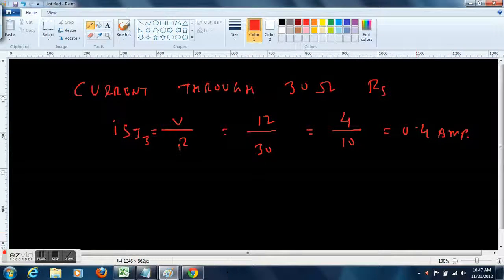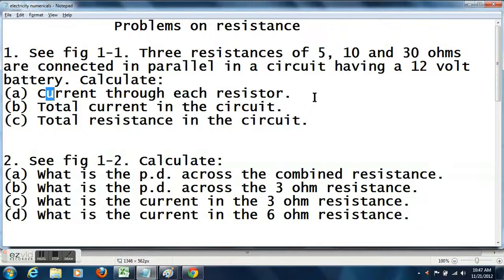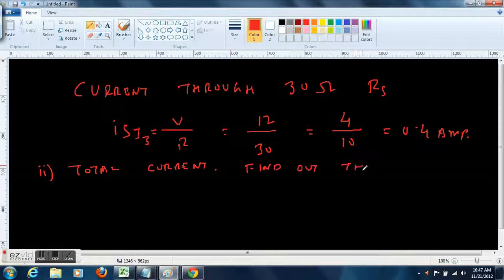Now, I have to calculate the net current flow. That means before they branch out, what is the net current flow? We know that when resistances are connected in parallel, the sum of the individual currents will be equal to the net current. We can find the total current in two ways. One, we can find the net resistance, or let me do it in a different way.